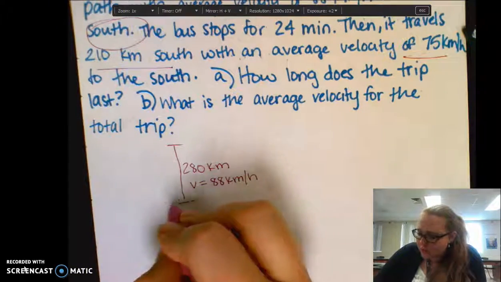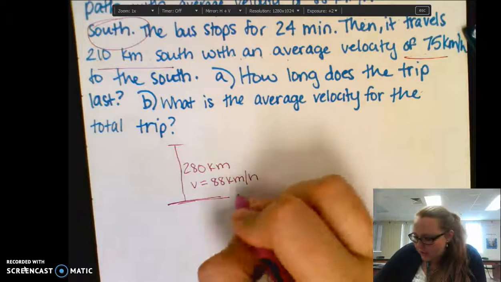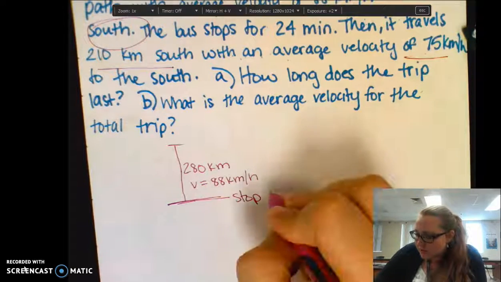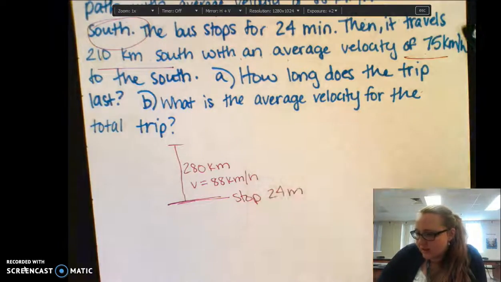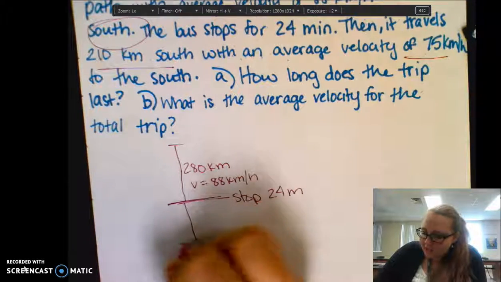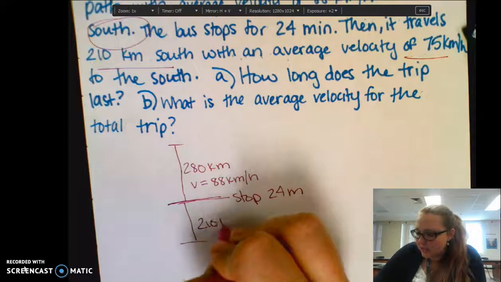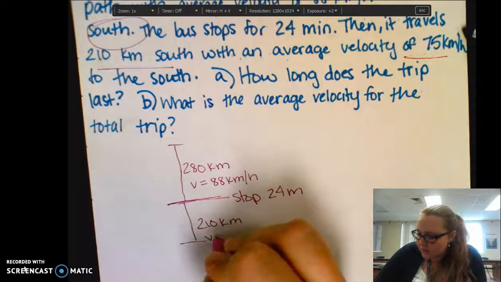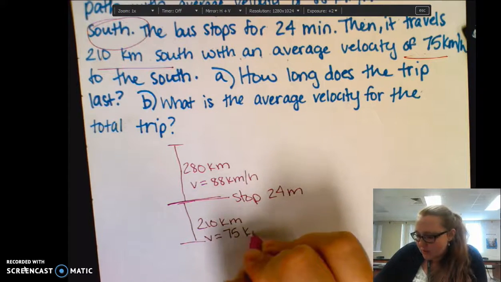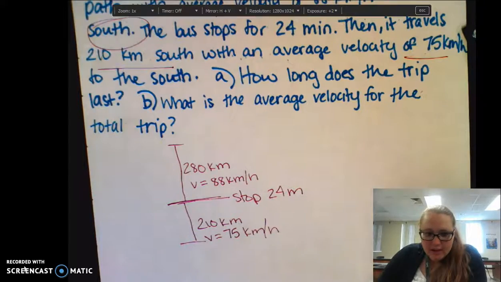And then we're going to stop. I'm going to put a note right here. We stop for some time, 24 minutes. Okay, and then I continue moving south for another distance of 210 kilometers with an average velocity of 75 kilometers per hour.